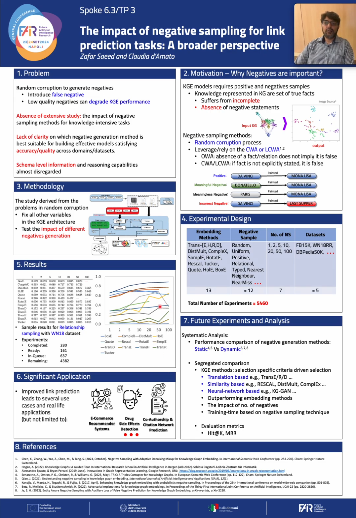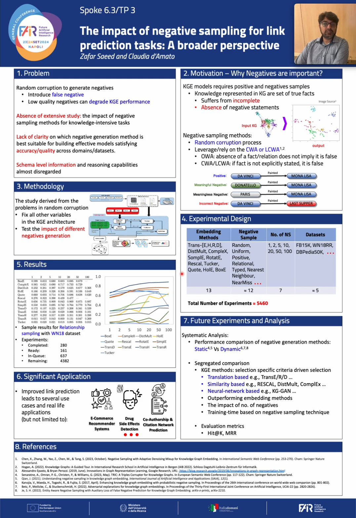Hi everyone, my name is Zafar Saeed and I'm going to present the impact of negative sampling for link prediction tasks, a broader perspective. The research study is funded under the FAIR project. This study focuses on addressing the challenges like cost, constraint, and quality when integrating inputs that underscores the need of complex reasoning in symbiotic AI systems.